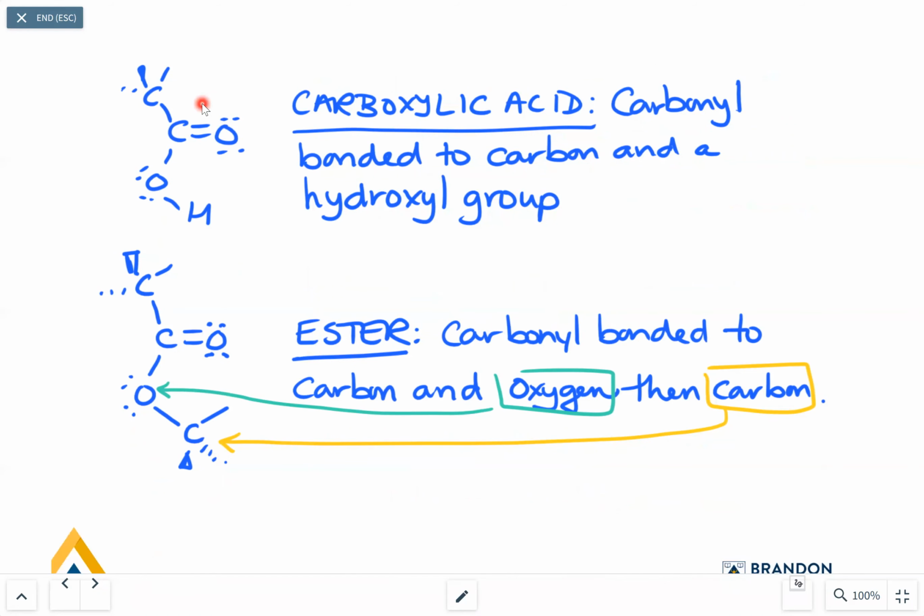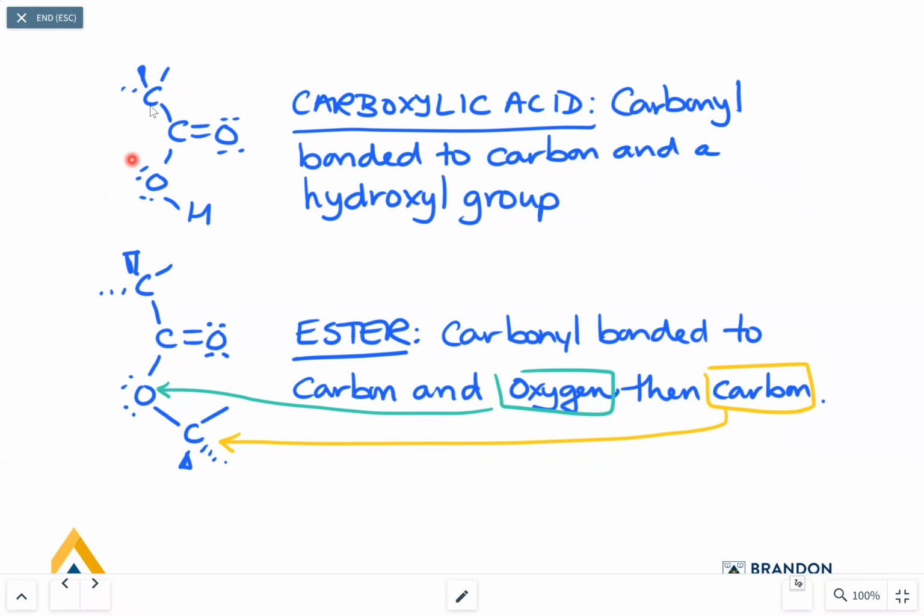Now, if you've got a carbonyl that has got a carbon on one side, but on the other side it's flanked by a hydroxyl group, we call these carboxylic acids. Acetic acid would be the most common, like vinegar, that would be the most common or basic carboxylic acid. And in the name, it basically says that this compound is an acid. So this proton here is the acidic proton, which gets donated in the presence of a base.